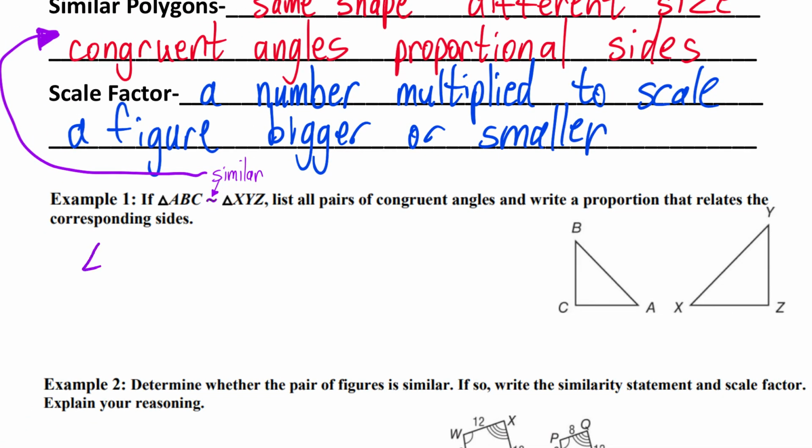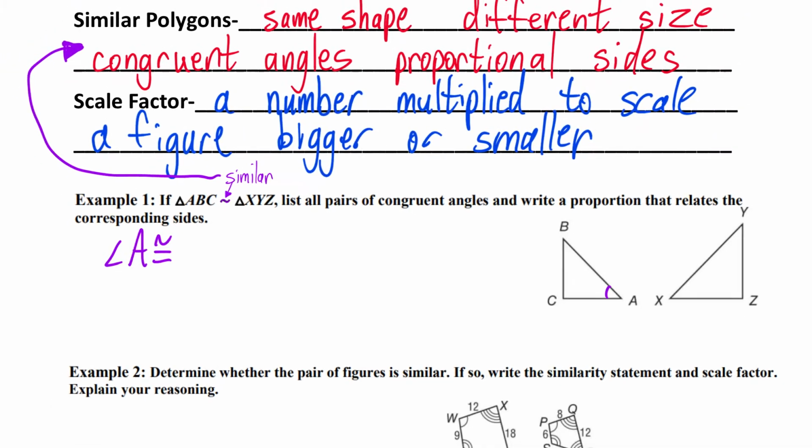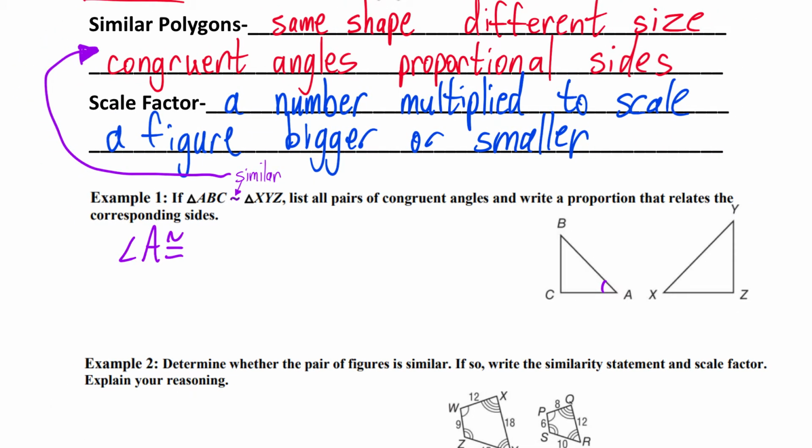Okay, so let's start off with the angles. So angle A. All right, so angle A matches up to what angle on the other triangle? To angle X. And these are going to be congruent since these are similar. So angle A is congruent to angle X. Okay, angle B is congruent to what angle? Okay, so angle B is congruent to angle Y. And then angle C is congruent to what? To angle Z.